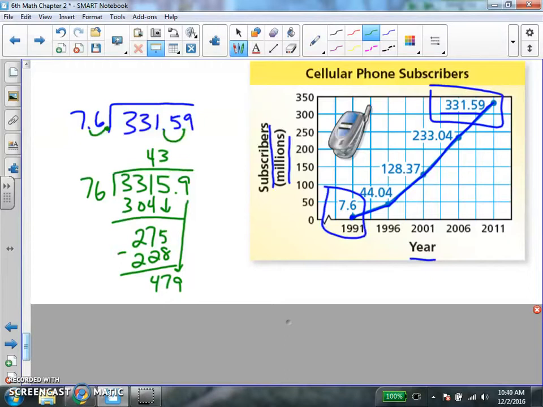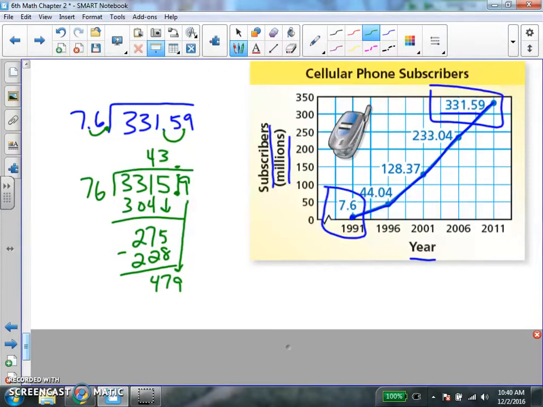One thing I forgot to do right away is I didn't bring up my decimal. I can do that now. 43 point something. How many times does 76 go into 479? I'm going to guess 6 times. That gives me 456. Subtract, and I'd get 23.